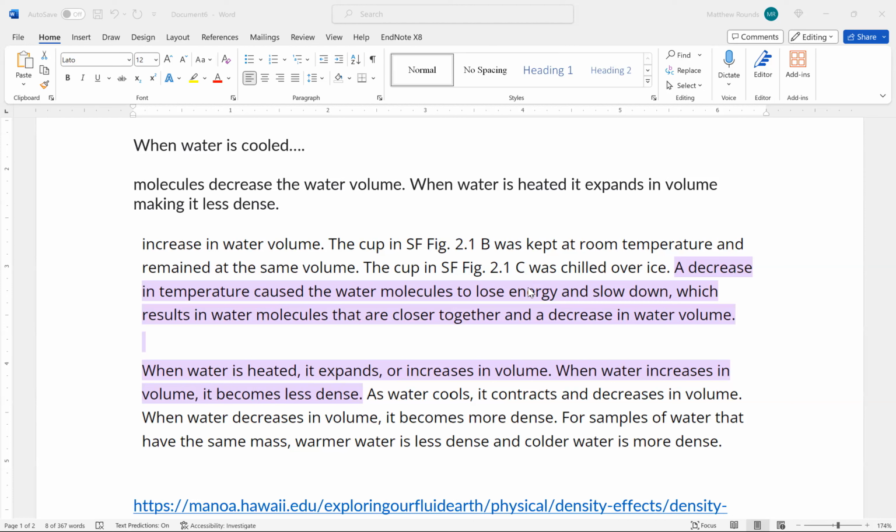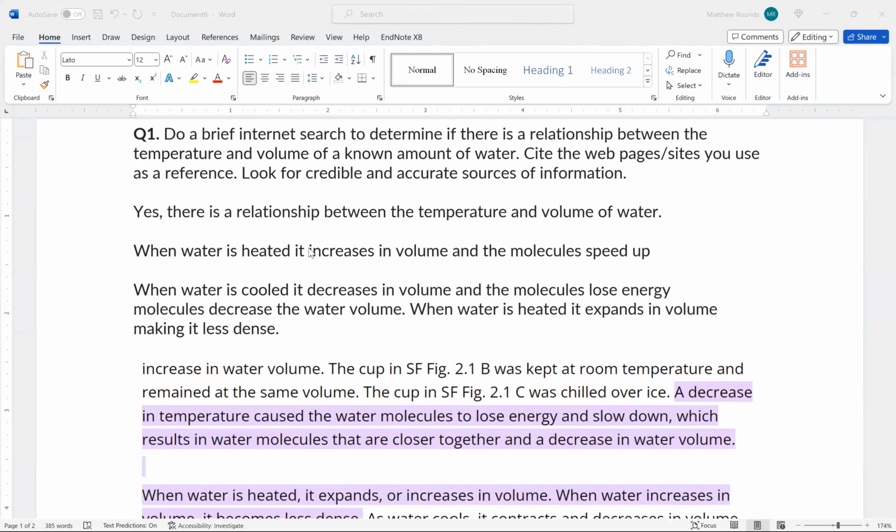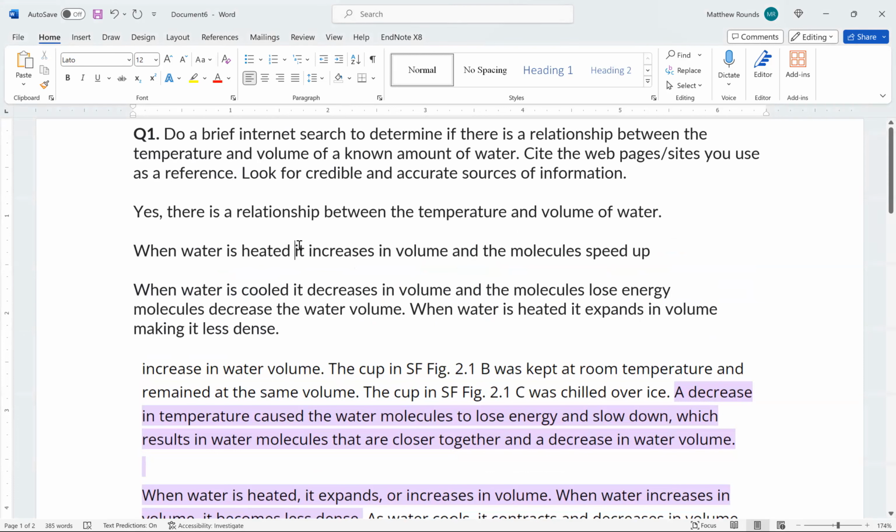There we go. Okay, so you've got the cause and effect reversed. The effect is that it increases in volume. The cause is the molecules speed up. So when the water is heated, the molecules speed up and the volume increases. Oh. The order matters. You don't put your socks on after your shoes are on.